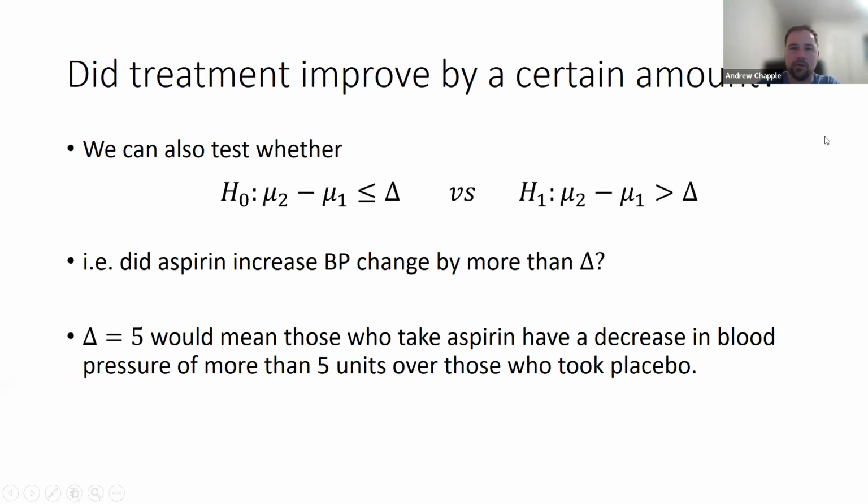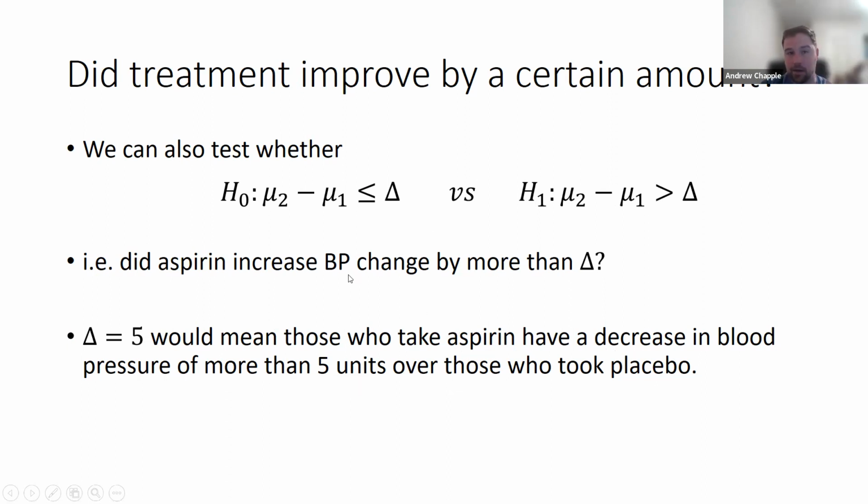Okay, I also might want to know, did the blood pressure change by a certain amount? So here I might want to test, if I look at the difference in blood pressure from the aspirin group minus the placebo group, is that difference bigger than 10 points, something like that. So delta here is something I can put in. Delta equals 5 would mean those that take aspirin have a decrease in blood pressure more than 5 units over those that took placebo.